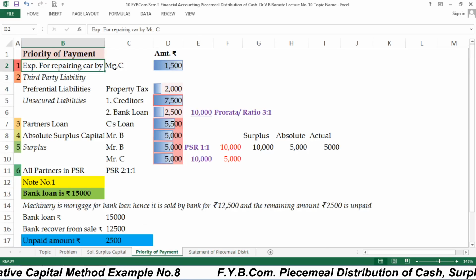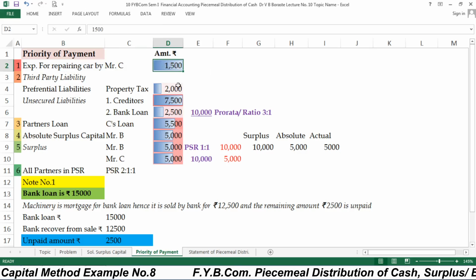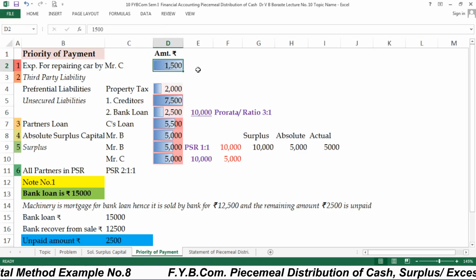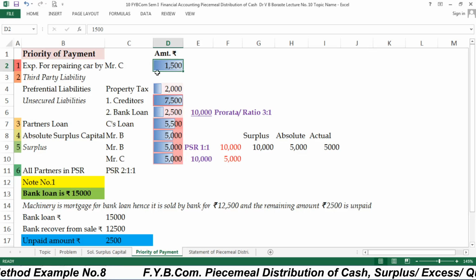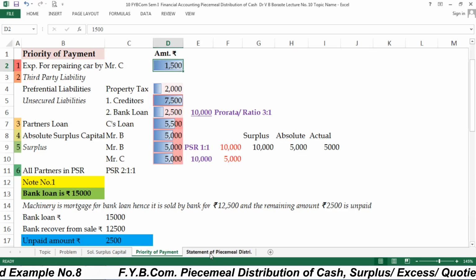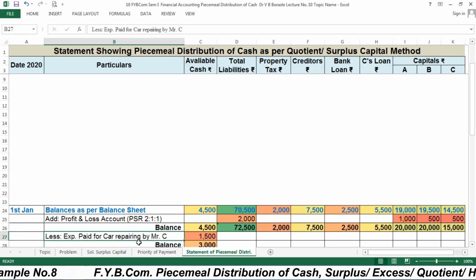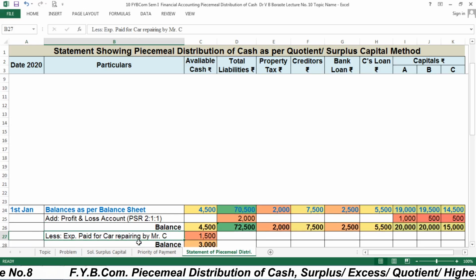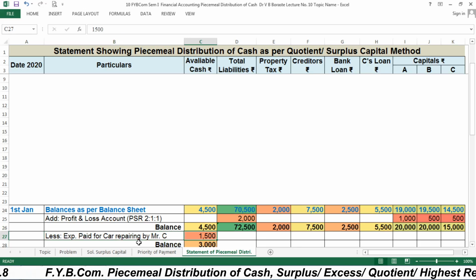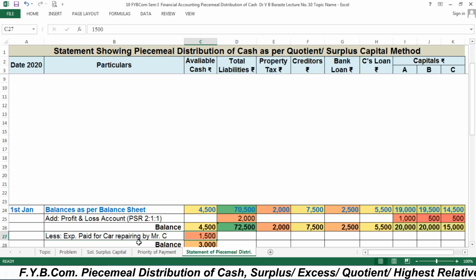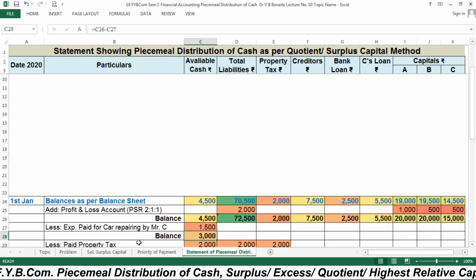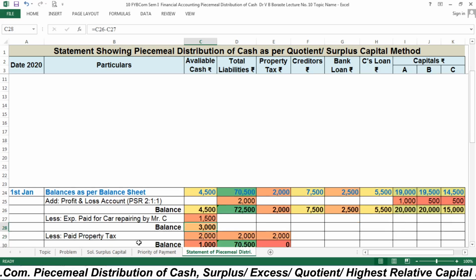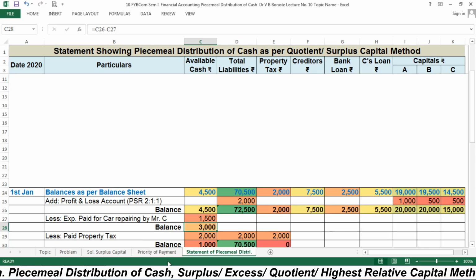In the priority of payment, the first payment should be made to Mr. C, or we can say realization expenses or repairing expenses of the car. So less paid to Mr. C for car repairing, that is 1,500. Cash in our hand will be reduced, and it will now be 3,000.